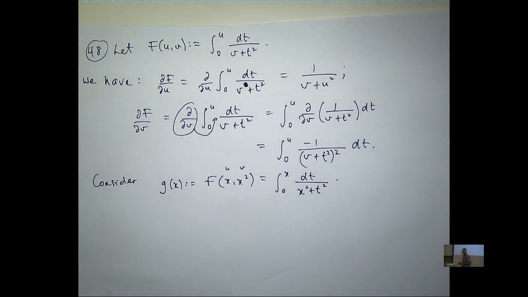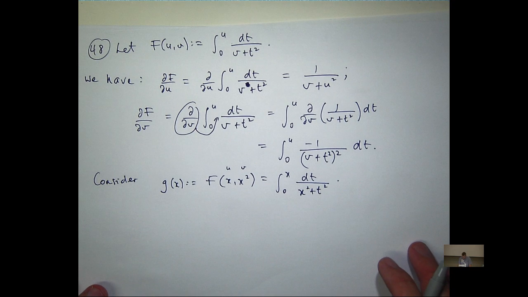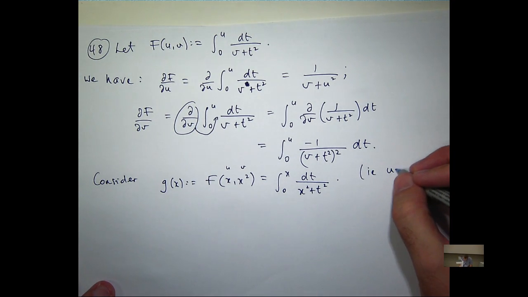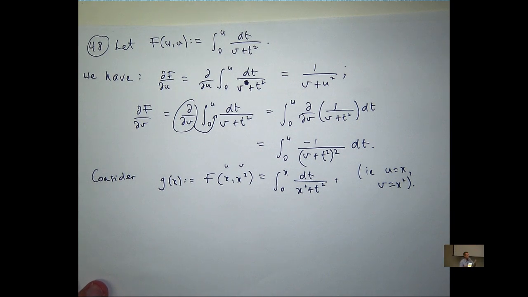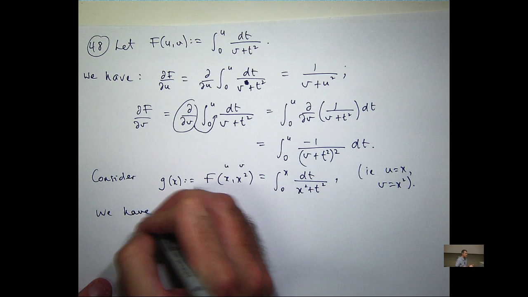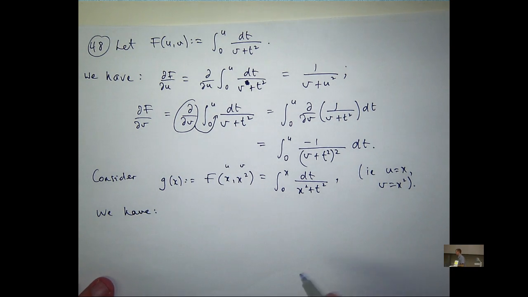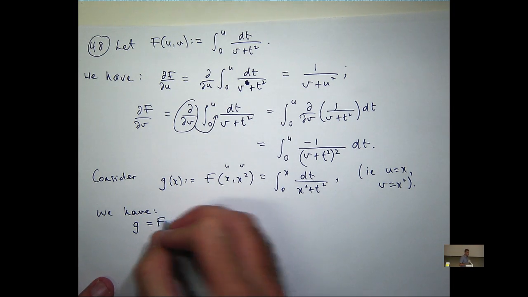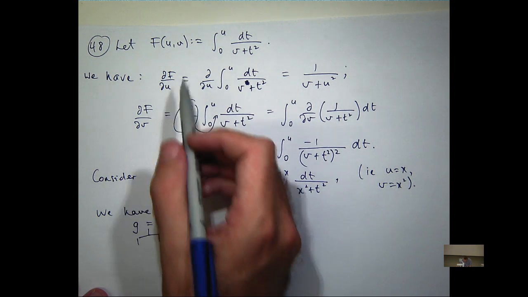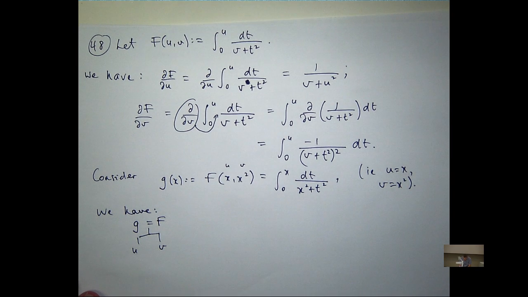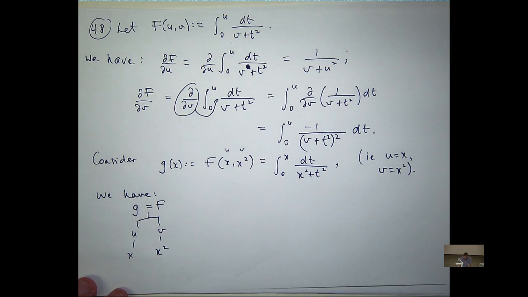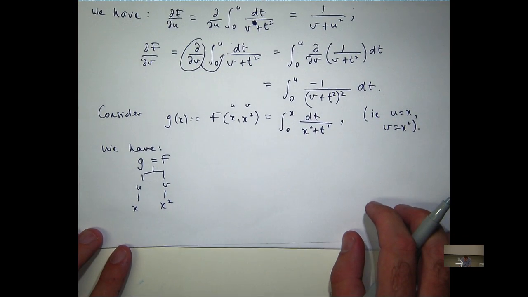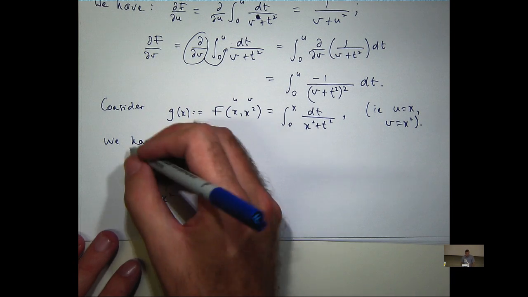Okay, we're going to use the chain rule to calculate the derivative of g. So, u equals x, v equals x squared. Okay. We have the following. G depends on f. F, big F, depends on u and v. And u and v depend on x, because u equals x and v equals x squared. How's that? Okay, so that's our little chain rule diagram.